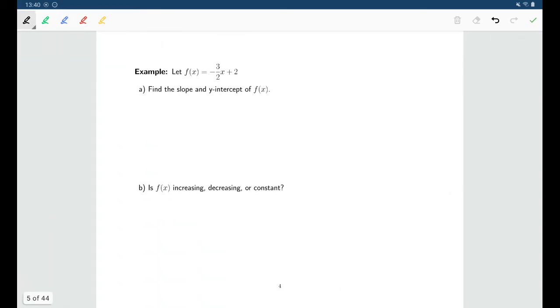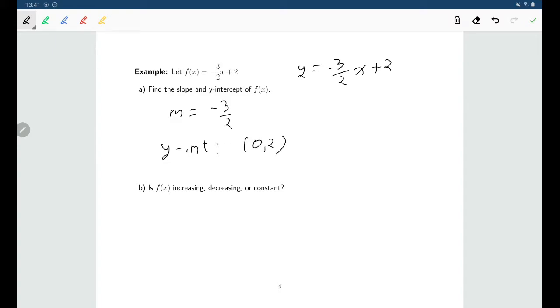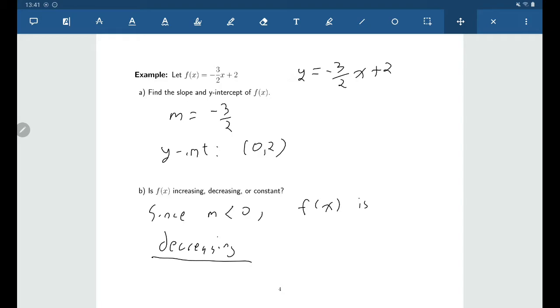All right, so for our first example, we have f of x equals negative 3 halves x plus 2. We know that's representing the equation of the straight line y equals negative 3 halves x plus 2. So we know that the slope here is negative 3 halves, and that the y-intercept should be 0, 2. And of course, because the slope is negative, f of x is decreasing. All right, so easy enough.